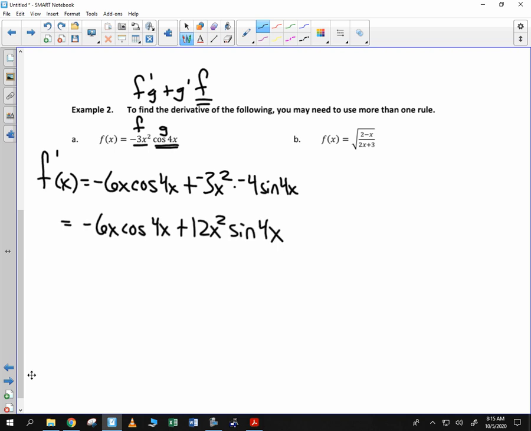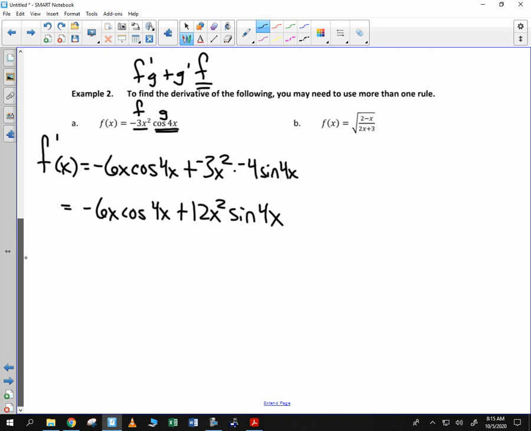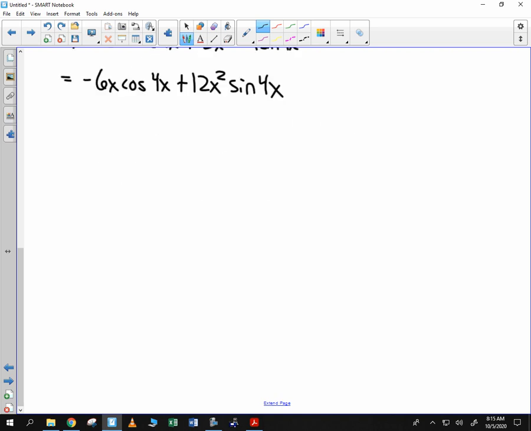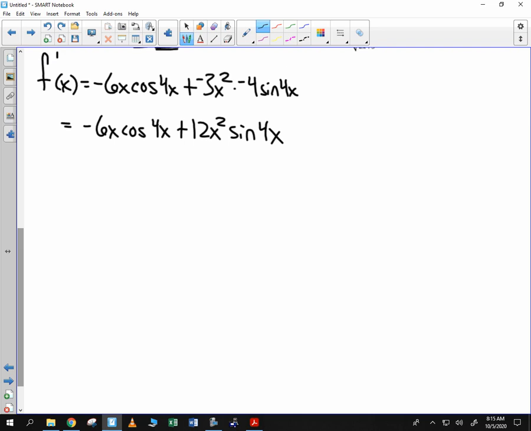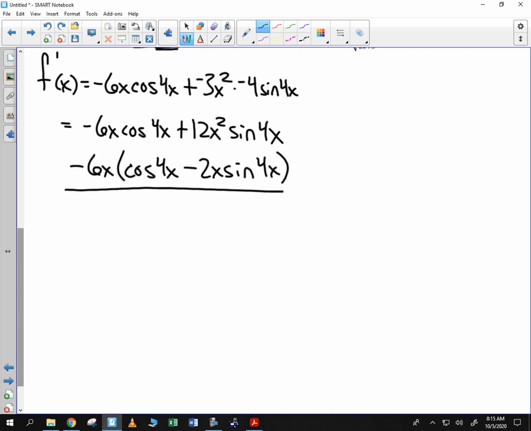As I said, if you ever use the product rule in conjunction with the chain rule, please make sure that you go ahead and factor out the result. What you can factor out here is a negative 6x. When you do, you're left with cosine of 4x, then a minus 2x sine of 4x. That is my derivative.